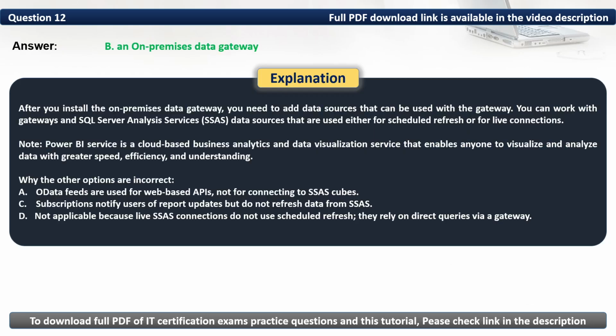After you install the on-premises data gateway, you need to add data sources that can be used with the gateway. You can work with gateways and SQL Server Analysis Services data sources that are used either for scheduled refresh or for live connections. Note, Power BI service is a cloud-based business analytics and data visualization service that enables anyone to visualize and analyze data with greater speed, efficiency, and understanding.